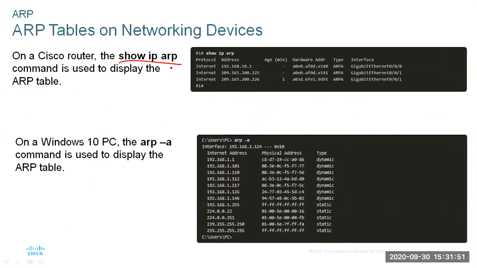Show IP ARP. Once you use the command show IP ARP, it's going to bring out the details for you. For instance, the IP address and the corresponding MAC address, and possibly the interface.